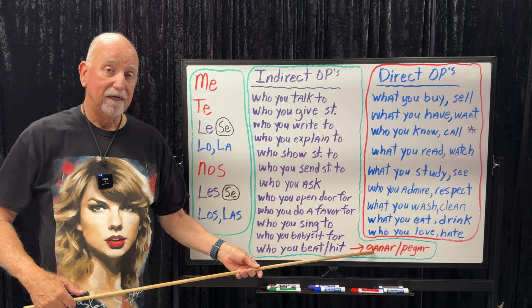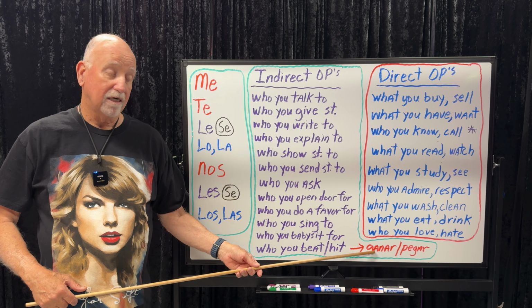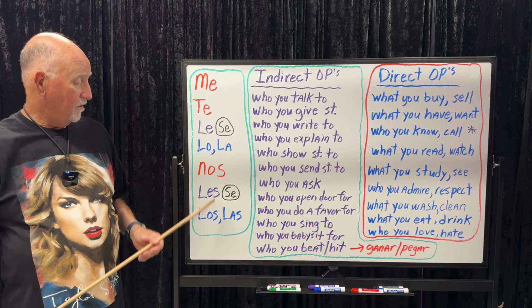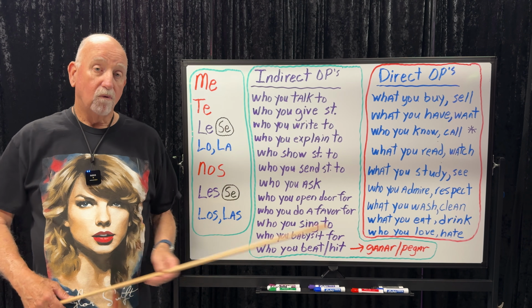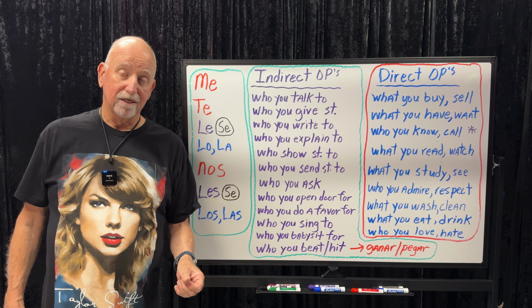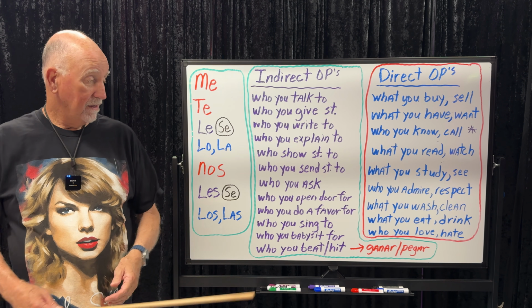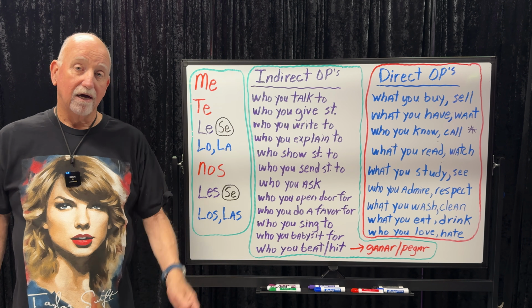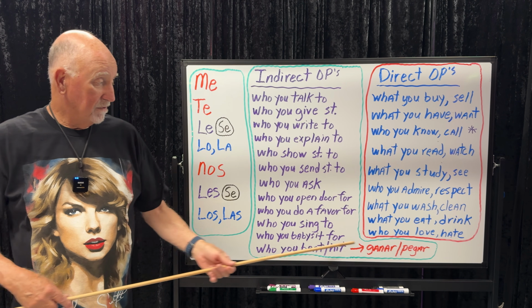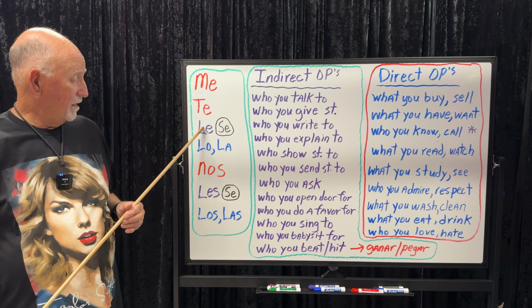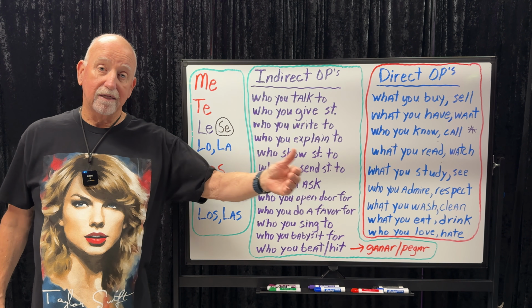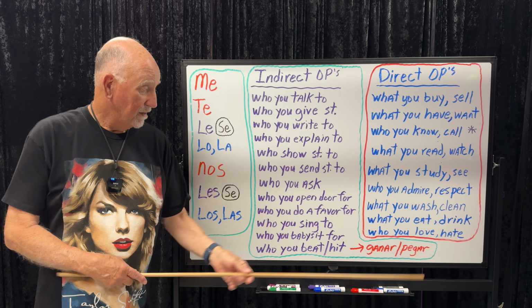If you want to say who you beat in a game, in a contest, in a competition, it's le or les with the verb ganar. What you win is the game, the competition, the race, the match, the series, the playoffs, right? Whatever it is. But the person that you beat would be le or les. In sports, we beat them, les ganamos.